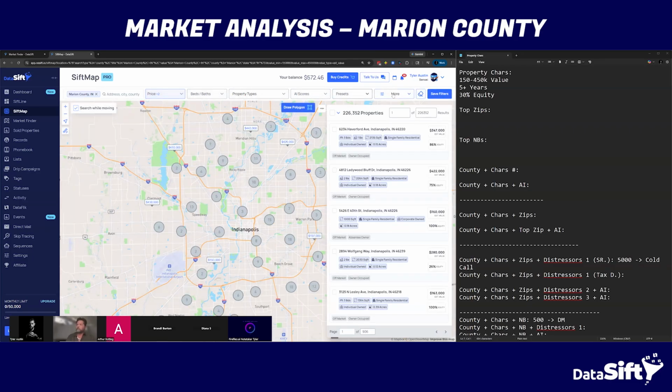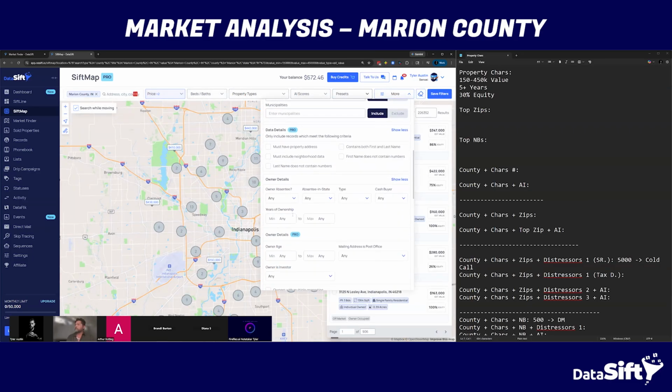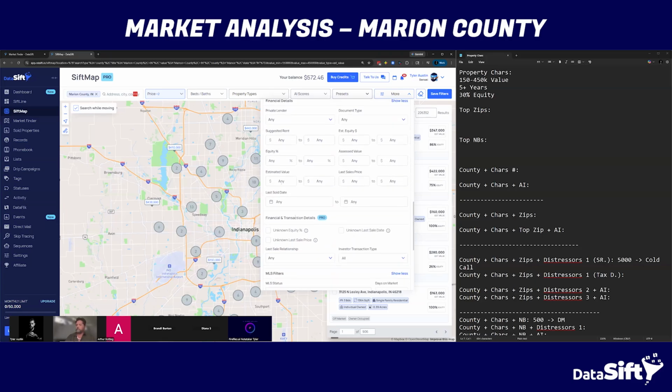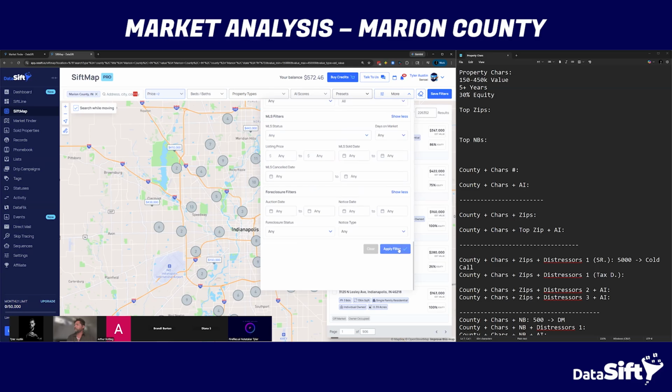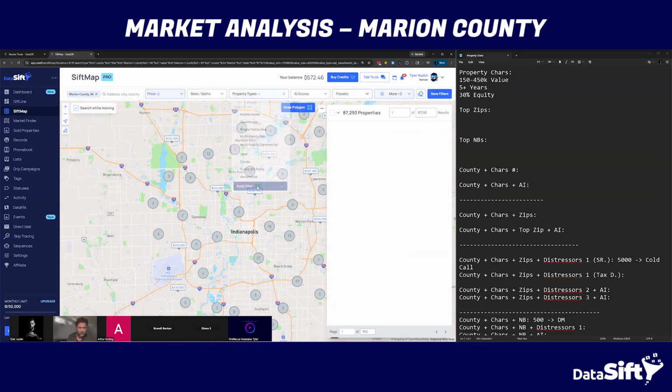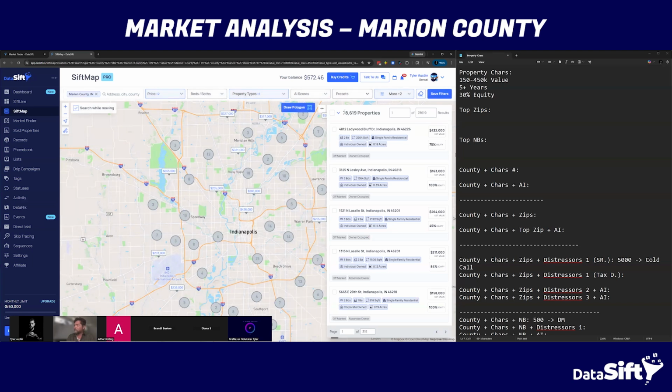And then I'm going to do 5+ years of ownership. And I'm going to say I want at least 30% equity. I might change this up, but in general, I just want to see where I'm at. Okay. And I'm going to click apply. And then I'm going to add a property type, single family residence only for the sake of this. All right. So that gives me 78,000 people.